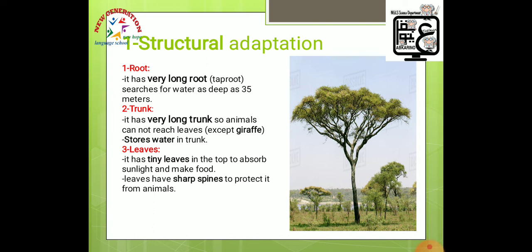Third, leaves. It has tiny leaves at the top to absorb sunlight and make food. Number two, leaves have sharp spines. Why? Yeah, excellent, super, Ali. Ali said to protect it from animals.